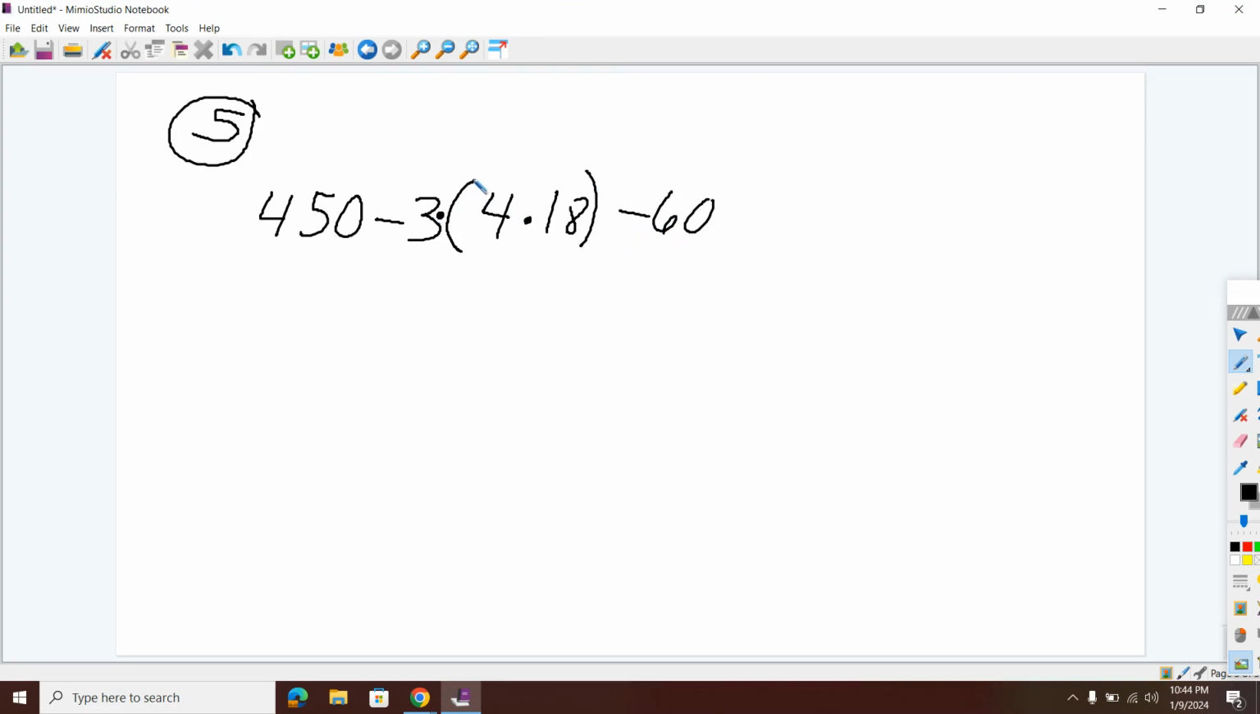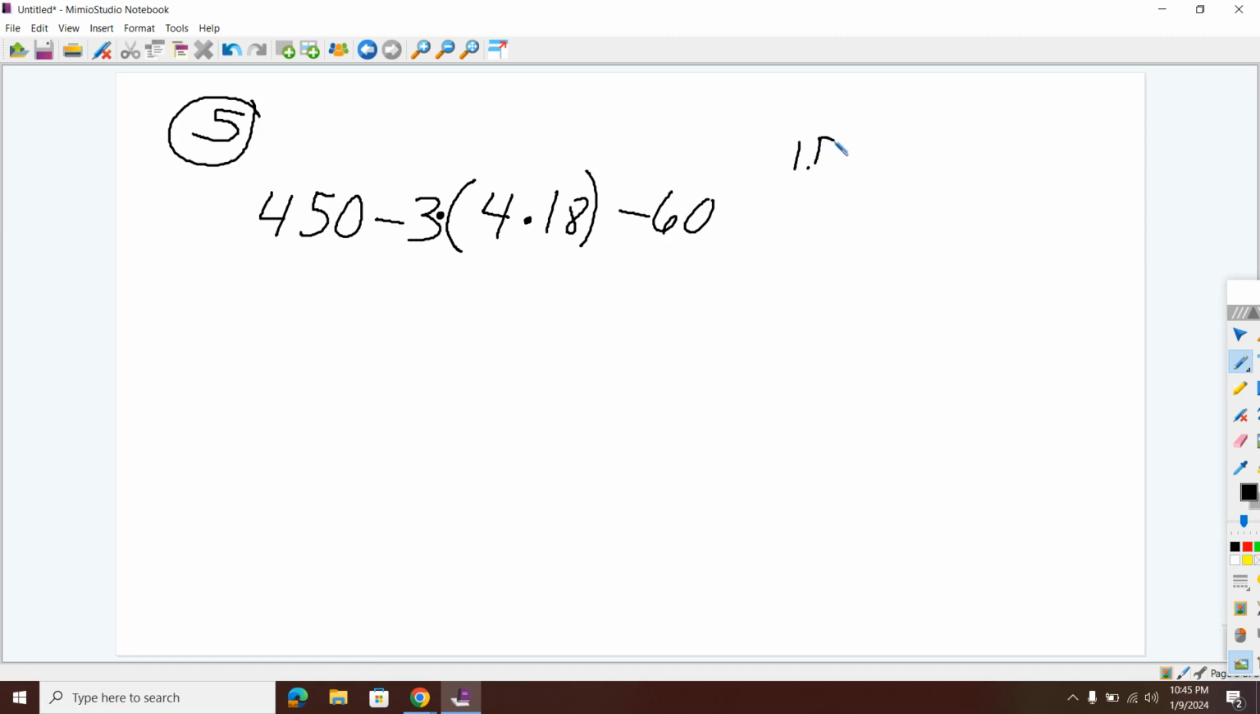A number next to parenthesis means times. So that's why I quickly put the dot. They're not going to have that dot for you. I need to remember that a number next to parenthesis means times, so I need to place it. Now that I have a lot of operations, we have a minus here, a times there, a times here, and a minus again. I will have to use my levels of order of operations.